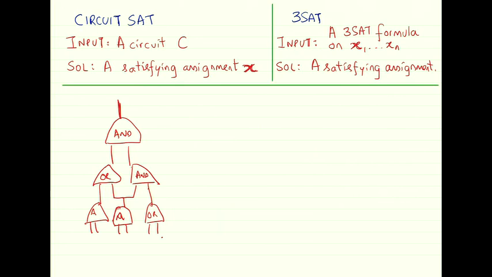So I want to prove that 3-SAT is NP complete. In order to do that, I'll take a problem that I know is NP complete and reduce it to 3-SAT. I know circuit SAT is NP complete; we just saw the proof. So I'll reduce circuit SAT to 3-SAT. This is what we want to prove now: that circuit SAT reduces to 3-SAT. Okay, let's see how this goes.